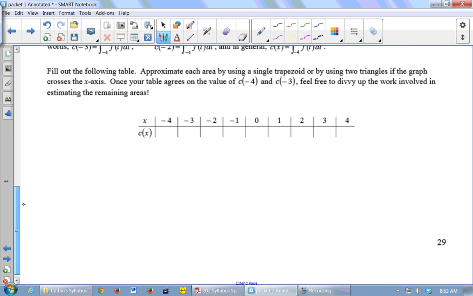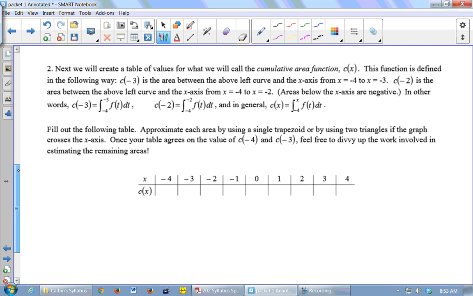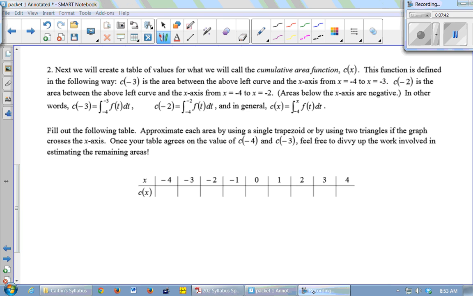All right, so I want you to fill out this table of values. You're going to approximate the area by just drawing a trapezoid or triangles. And once your table agrees on the value of C of -4 and C of -3, you can divvy up the work in estimating the remaining areas. Put them together.